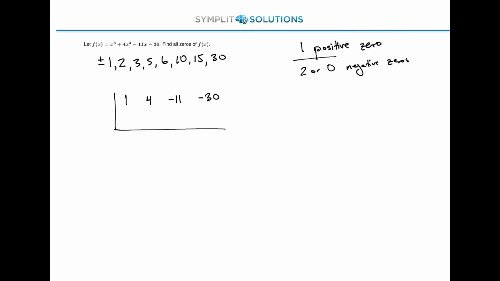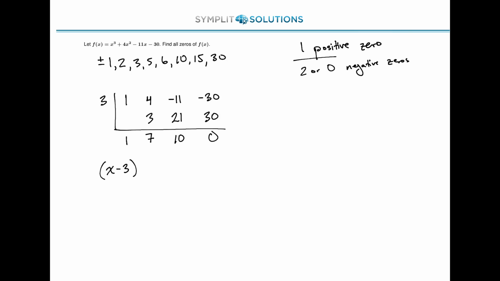Now let's try 3. So 3, we bring down the 1, multiply by 3, add, multiply 7 by 3, add, multiply, and add. And we get a 0 here. And that's fantastic. Getting a 0 right there tells us that 3 is a 0. That's our one positive 0. So we're going to have an x minus 3 as a factor.